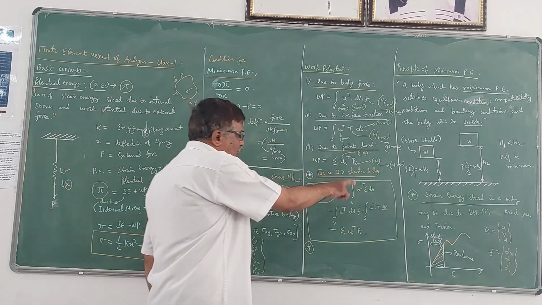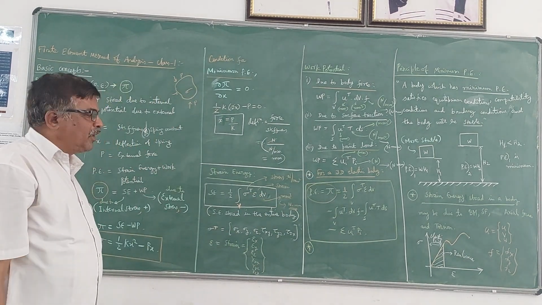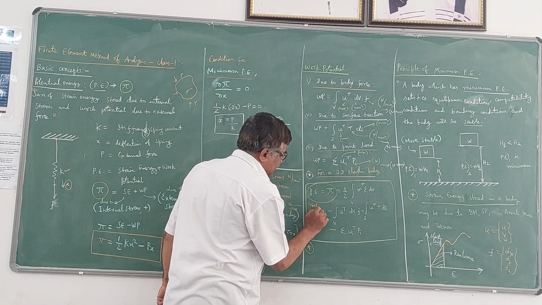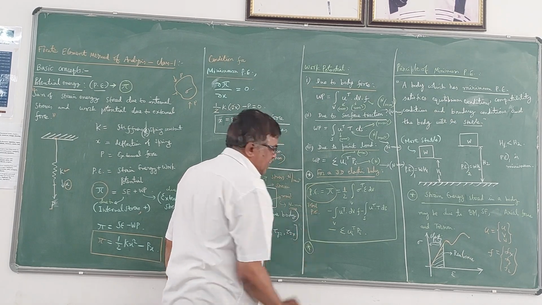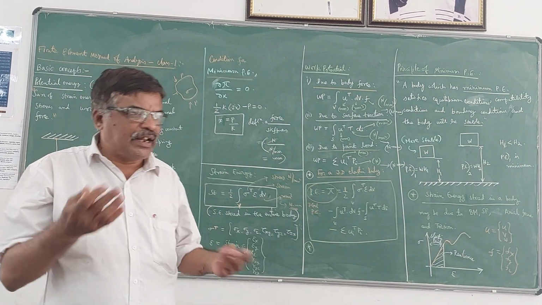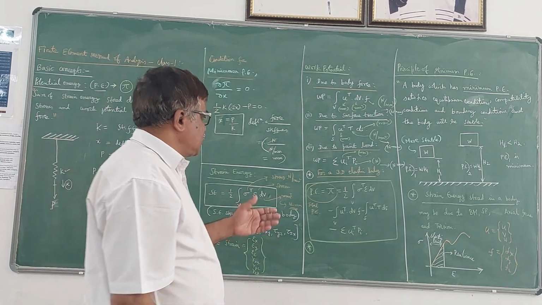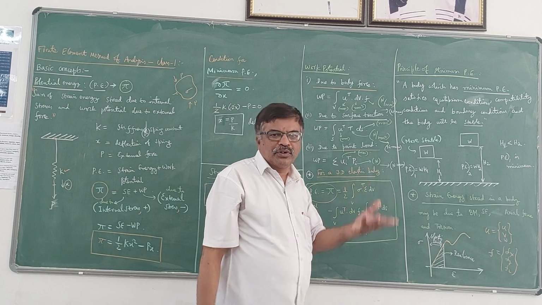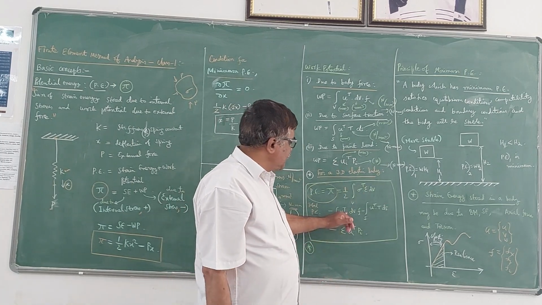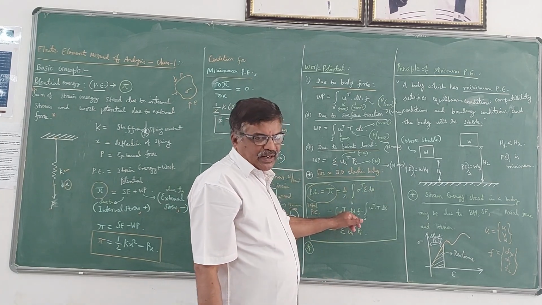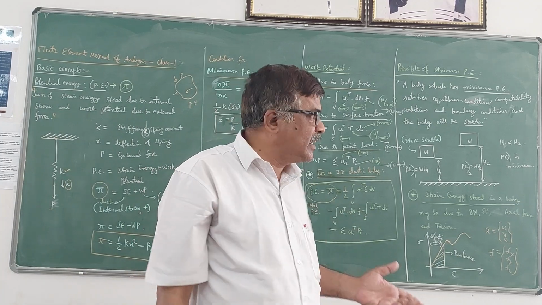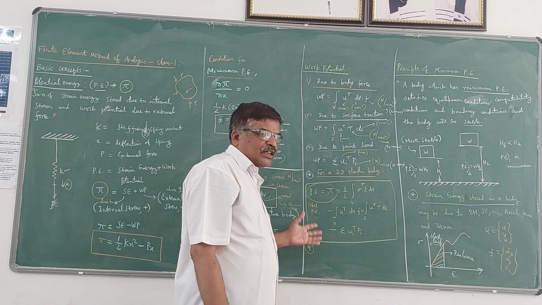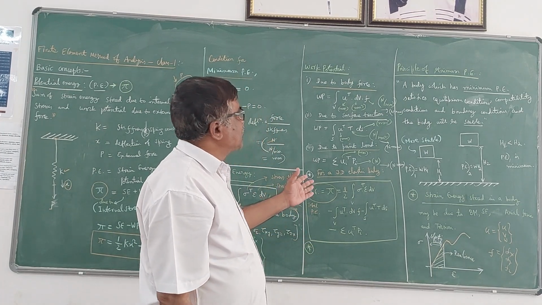If we add all the terms, you get the total potential energy in the case of a three-dimensional elastic body. Suppose in any problem the surface traction is missing, then this term will not be there. If you are asked to neglect the body force component, this term will not be there. Like that, we have to decide. This is the general expression for the total potential energy stored in a three-dimensional elastic body.